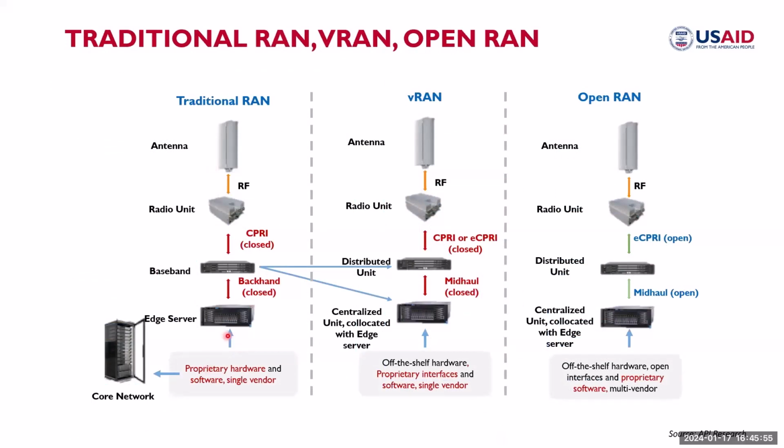As a summary, you can see here that you have the baseband, you have the antennas, and then you have the RRUs. But the thing is, in traditional RAN, you have the closed CPRI, you have the closed fronthaul, you have closed backhaul, and then you have closed CPRI and midhaul also for the virtualized RAN. And then taking a cue from the virtualized RAN, we have the Open RAN and the interface is open. So these are the differences for the traditional, virtualized, and the Open RAN.